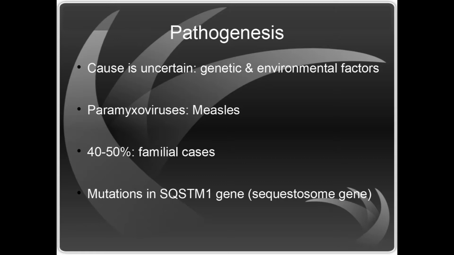And some mutations are identified which can lead to Paget's disease, particularly SQSTM1 gene mutation. It's also called sequestosome gene. Whenever this gene is mutated, it causes excessive activation of osteoclast cells, which then give rise to various findings in Paget's disease. Among the environmental factors, certain infections are said to cause Paget's disease. For example, this viral infection called measles.